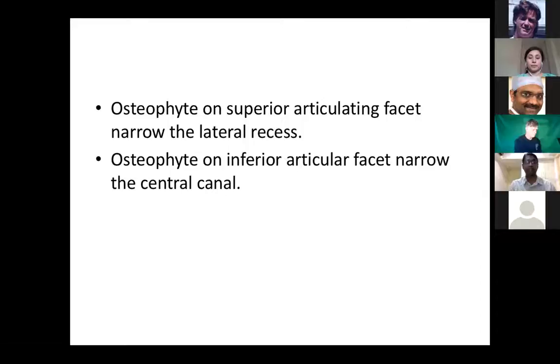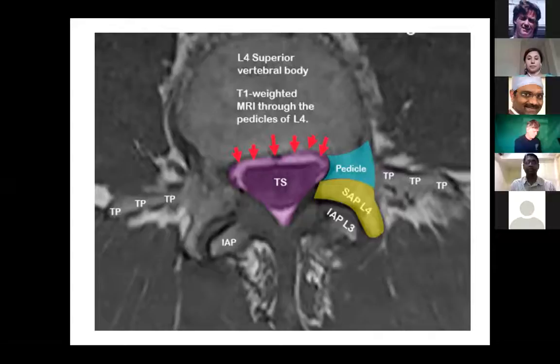So as you can see here, this is the cross-section over the L4 vertebral body. These are the main structures: the vertebral body, the pedicle, the superior articular process of L4, the inferior articular process of L3, and the transverse processes. As you can see, any structure around here, if there is some amount of degenerative change, can cause lumbar canal stenosis.